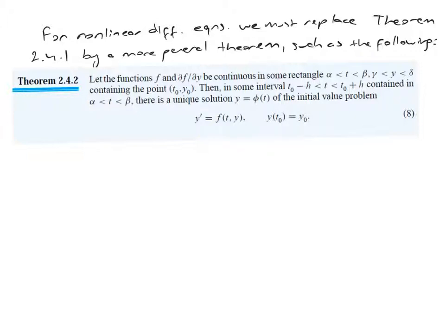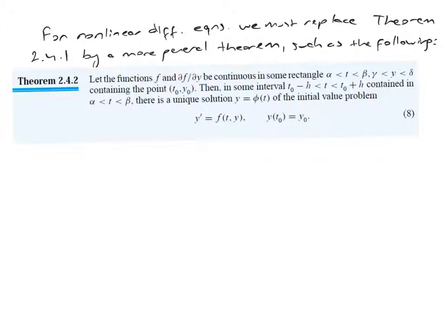Theorem 2.4.2. Let the functions f and df over dy be continuous in some rectangle, t is between alpha and beta and y is between gamma and sigma, containing the point t sub 0, y sub 0, then in some interval in which t is between t sub 0 minus h and t sub 0 plus h, where t is between alpha and beta, there is a unique solution y is equal to phi of t of the initial value problem, where y prime is equal to f of t y and y of t sub 0 is equal to y sub 0.